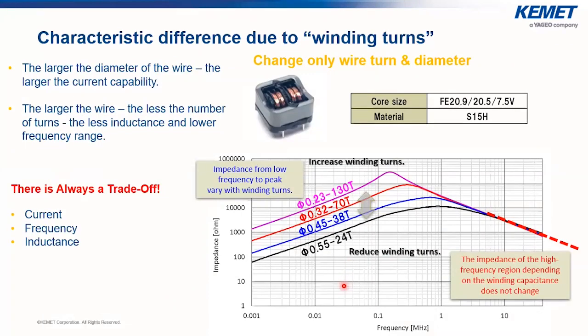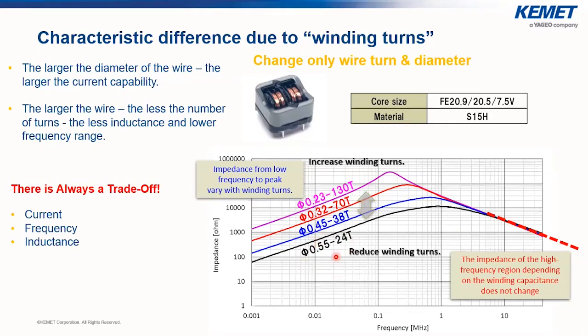Here instead, we have another example. We use the same material. Here we just change the wire type, so number of turns and the wire thickness. Of course, the larger the diameter of the wire, the larger the current capability of the choke. But the larger the wire, the fewer turns we can have around the core. So we will have for sure less inductance and a lower frequency range. So there is always a trade-off between current, frequency, and inductance.